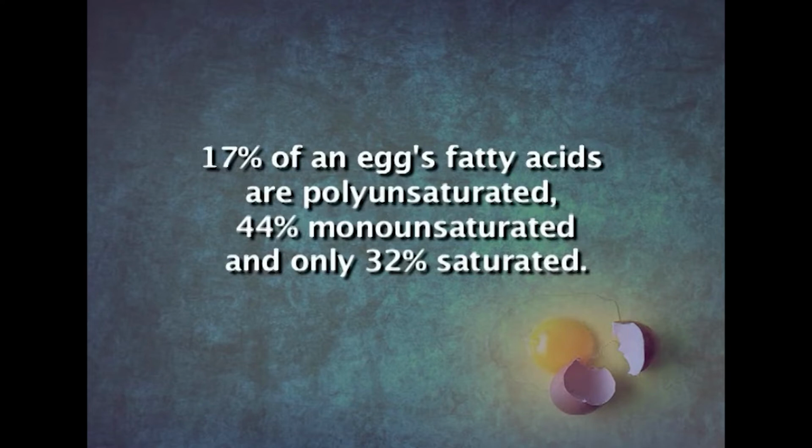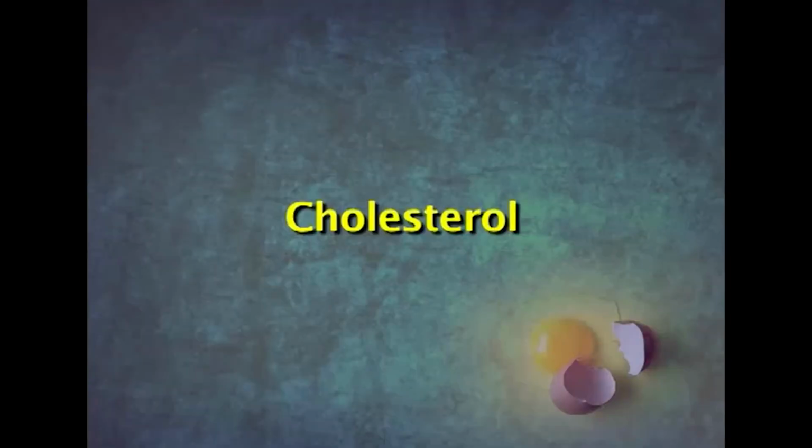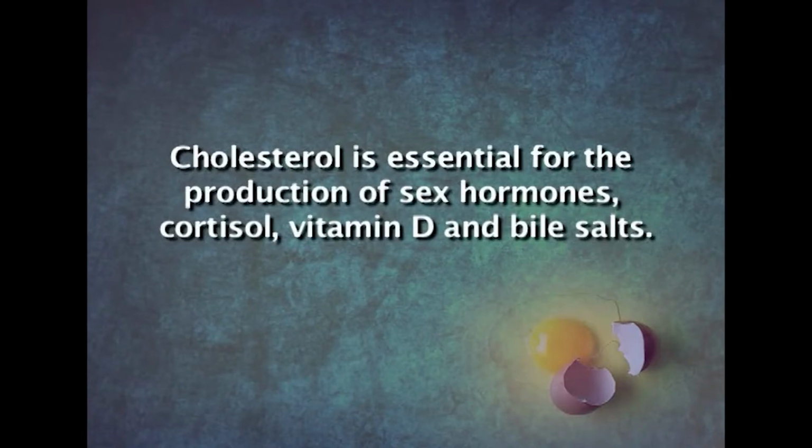Approximately 17% of an egg's fatty acids are polyunsaturated, 44% are monounsaturated and only 32% are saturated. But one reason why egg yolk is not supposed to be consumed is because it is a very rich source of cholesterol. Now, cholesterol and lecithin are fat-like substances and are essential to the structure and function of all cells in the body. Cholesterol helps to maintain the flexibility and permeability of cell membranes and is also a raw material for the fatty lubricants that help to keep the skin supple. Cholesterol is essential for the production of various sex hormones, cortisol, vitamin D and bile salts. Now, lecithin is involved in general lipid transportation in the blood and in the metabolism of cholesterol.